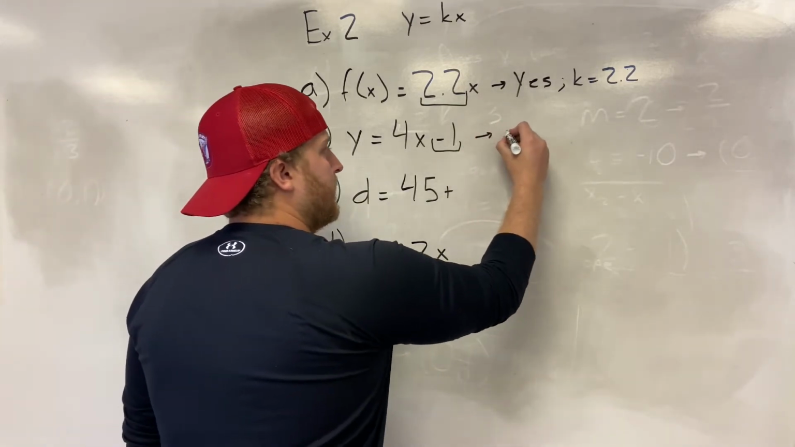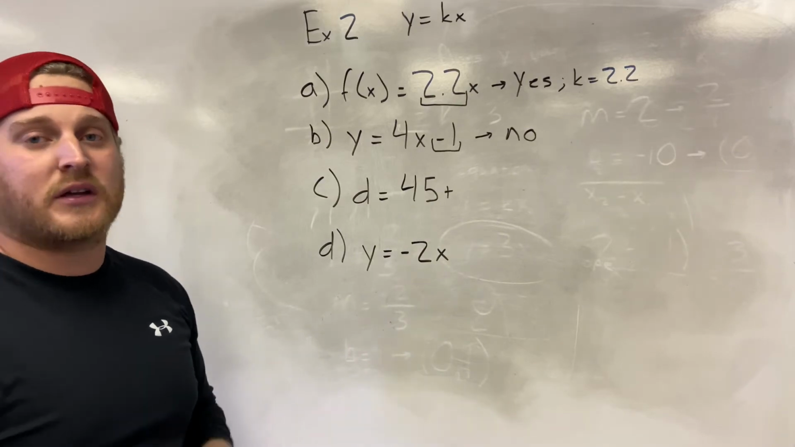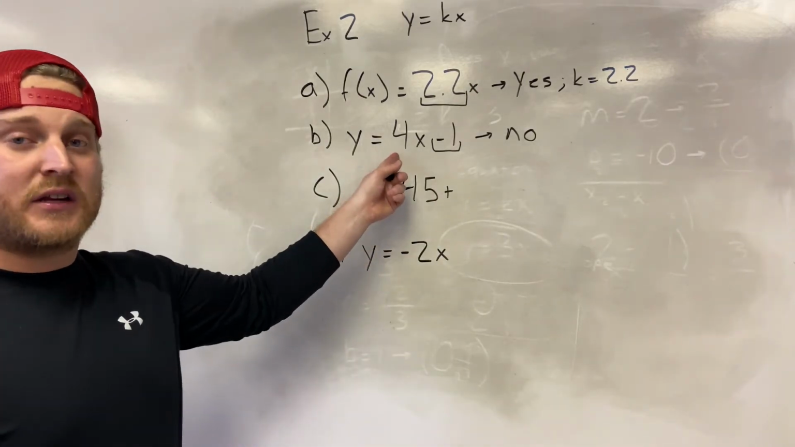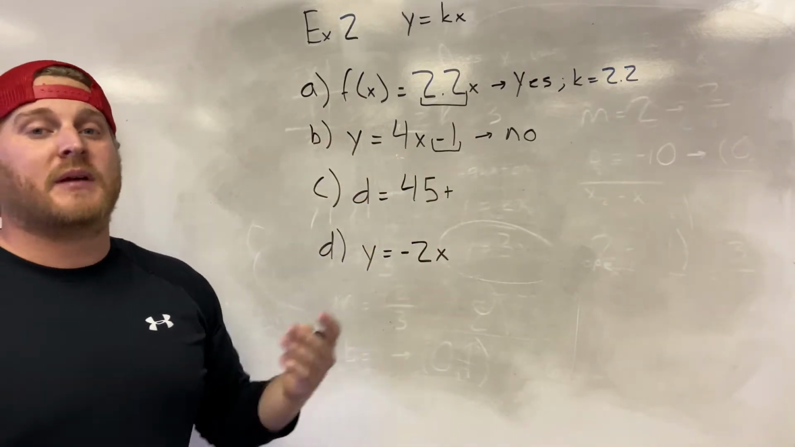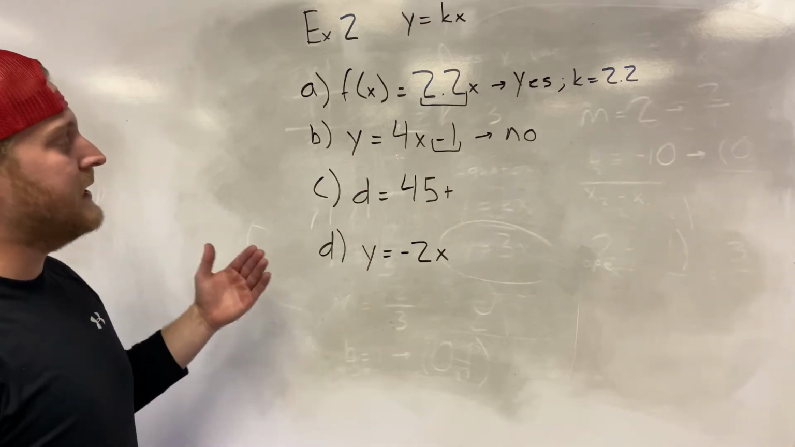Letter B is no. And since it's no, we don't have to find out what the constant is because 4 is not the constant here. 4 is the slope because this is in slope-intercept form.